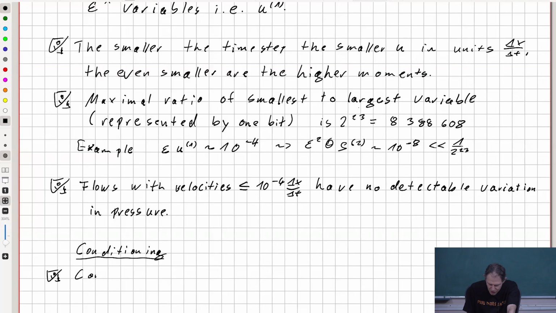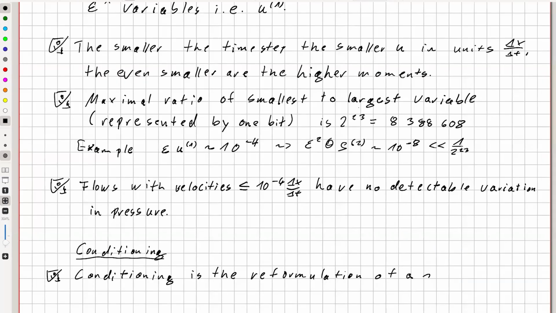So what is conditioning? Conditioning is the reformulation of a problem in order to minimize round-off errors. Okay, maybe a mathematician would not completely agree with my formulation, but for the purpose of this discussion, this is what we mean.